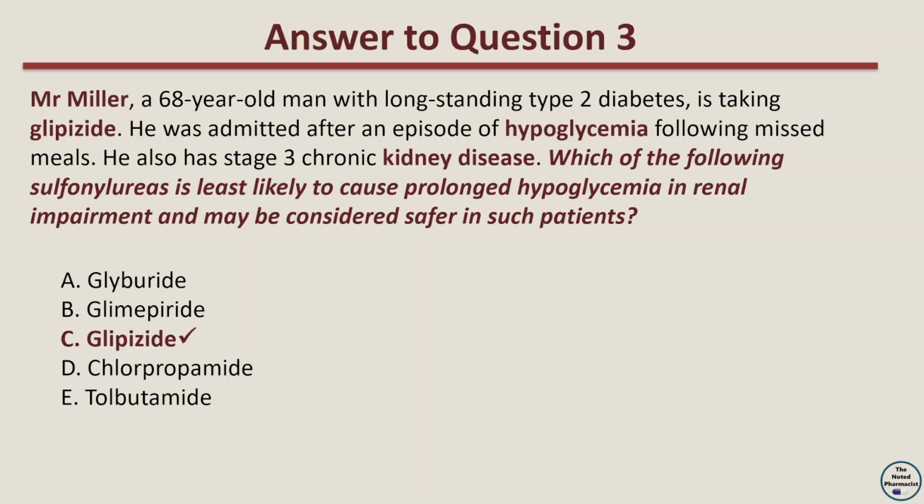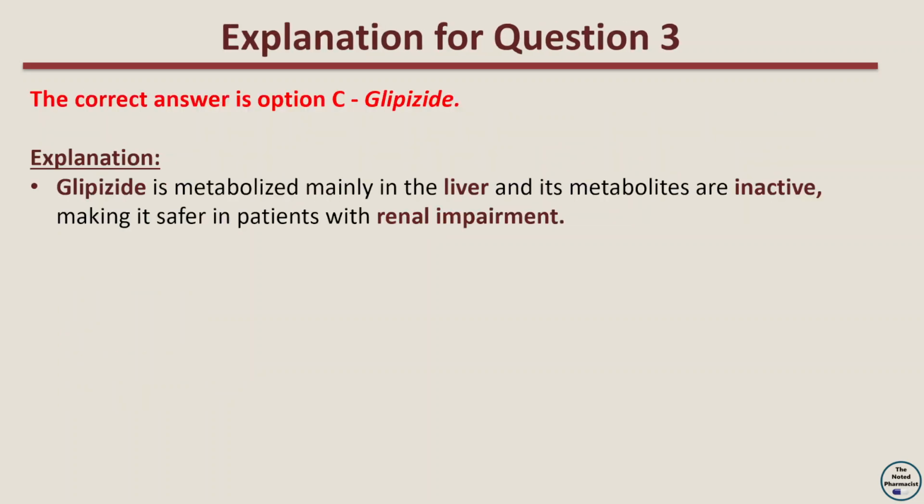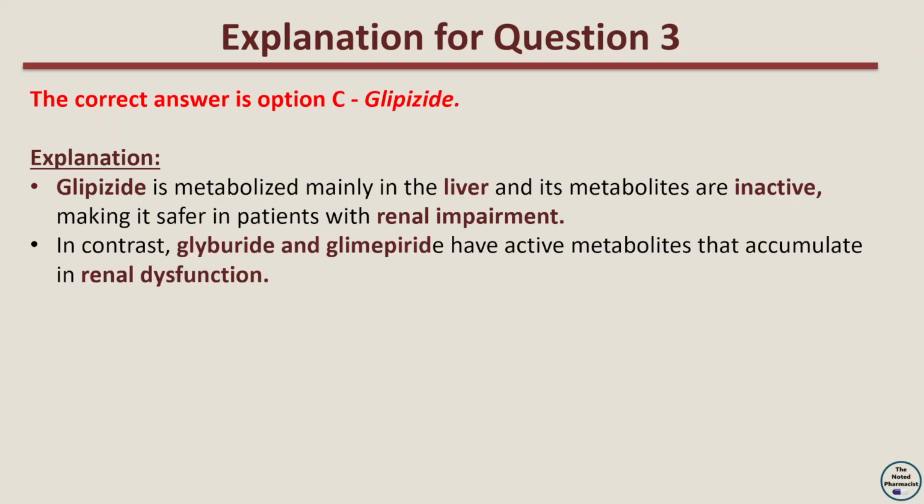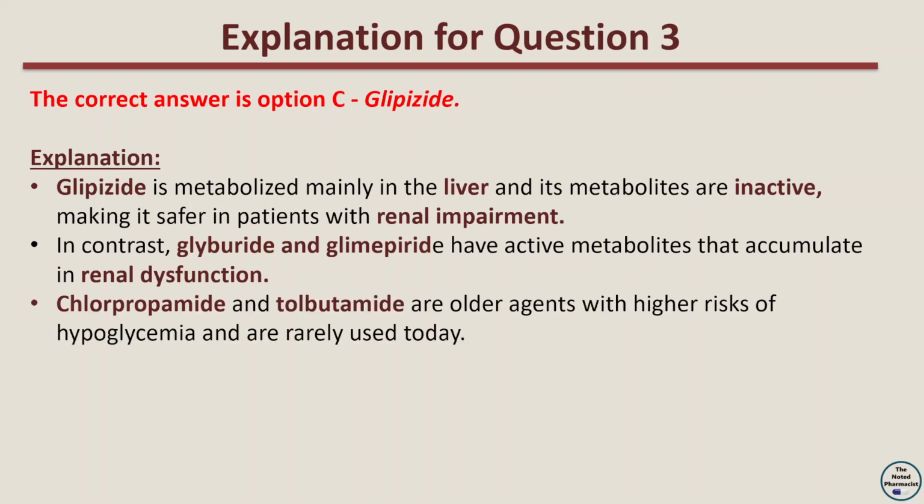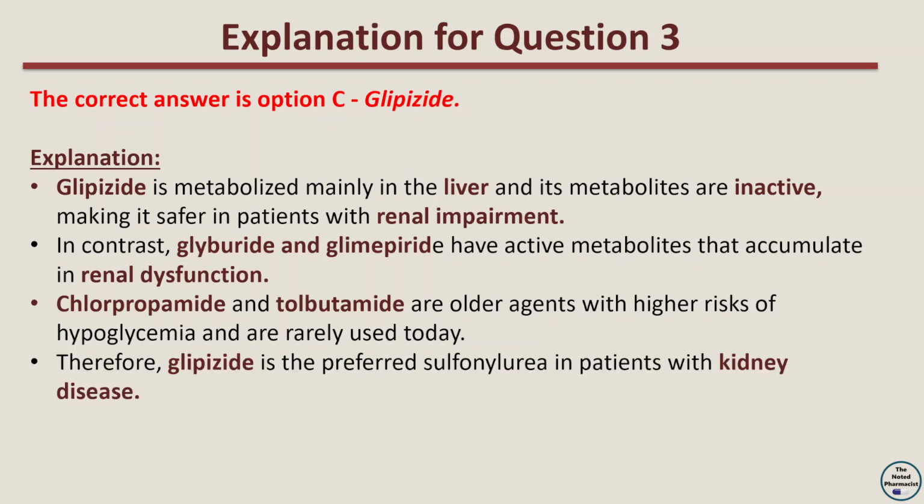The correct answer is option C, glipizide. The explanation is that glipizide is metabolized mainly in the liver and its metabolites are inactive, making it safer in patients with renal impairment. In contrast, glyburide and glimepiride have active metabolites that accumulate in renal dysfunction. Chlorpropamide and tolbutamide are older agents with higher risks of hypoglycemia and are rarely used today. Therefore, glipizide is the preferred sulfonylurea in patients with kidney disease.